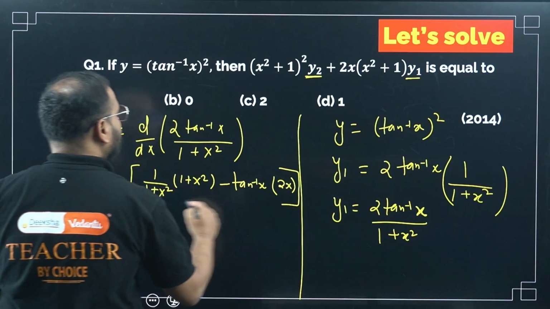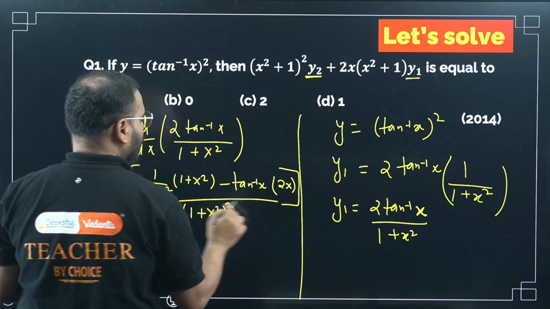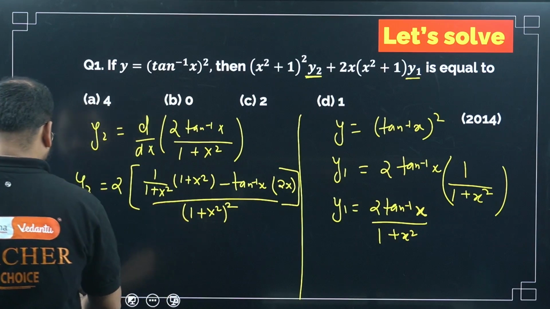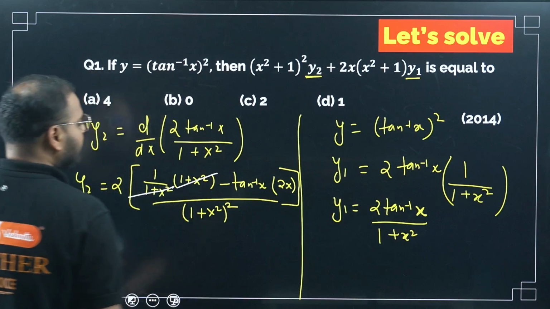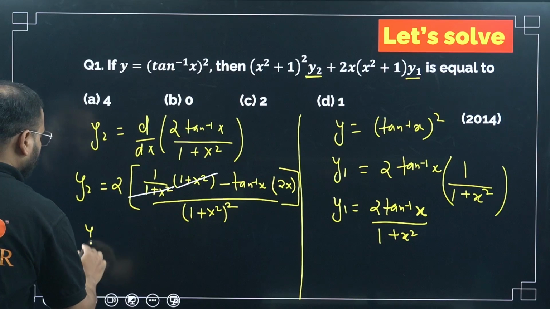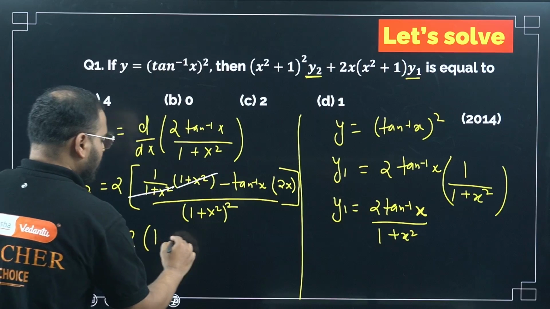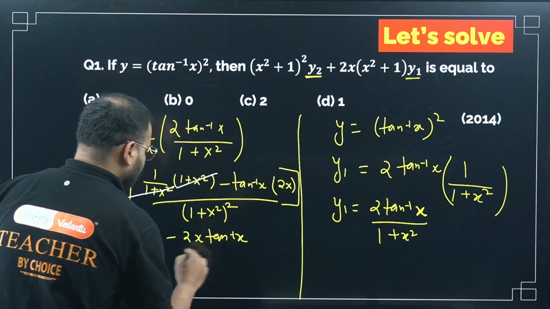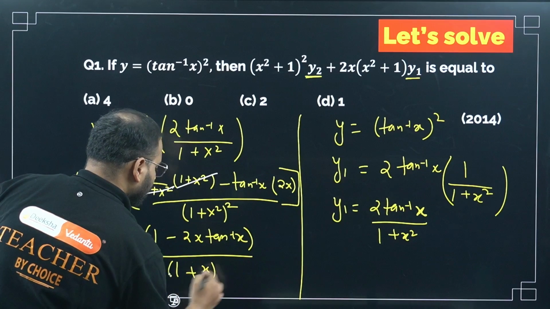What's the denominator? 1 plus x square the whole square. Let's simplify. Yes, something is getting cancelled, right? This whole thing will get cancelled. Now what I have left, I can simplify this y2 as 2 times, please check here, this is simply 1 minus 2x tan inverse of x, right? Yes sir, it is right.